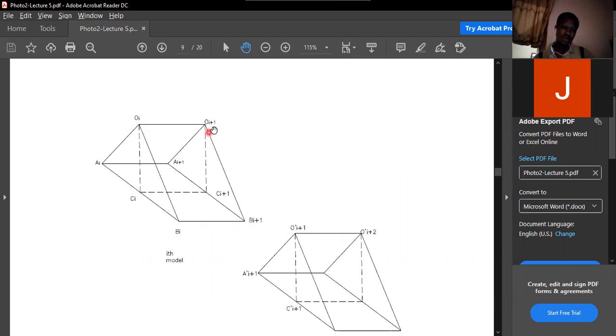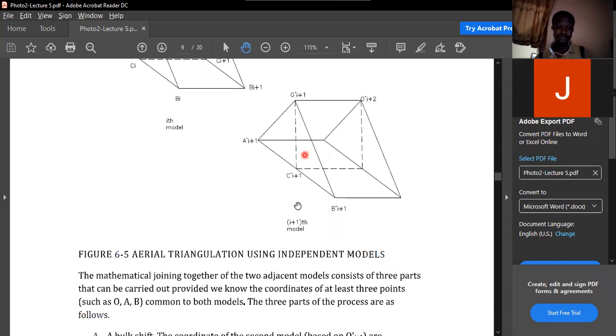So O_{i+1} is exposure station i+1. Okay, so more or less O is the perspective center. And obviously, this prism that we have drawn represents the model. Are you okay? All right, so from the perspective center to the model itself.